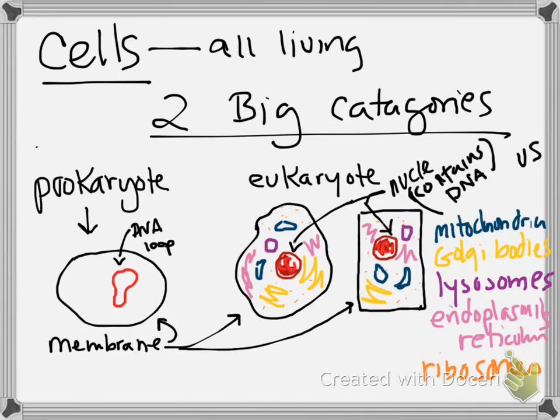Okay, so these eukaryotic cells have got a whole bunch of stuff in them. They've got all these things, all these little organelles is what they're called. And you've probably heard that term before. You do some life science in 7th grade? Okay.